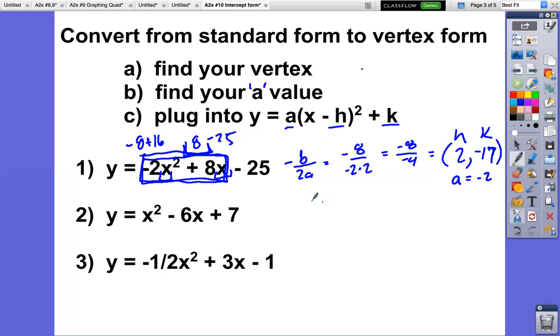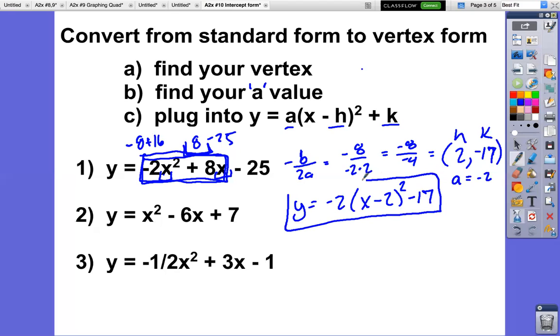So how do you write your entire form? Y equals your A value, x minus your H value, squared, plus K. Pretty simple. Questions? By the way, does that open up or down? Down. How do you know it opens down? Because it's -2. Perfect, because A is negative.